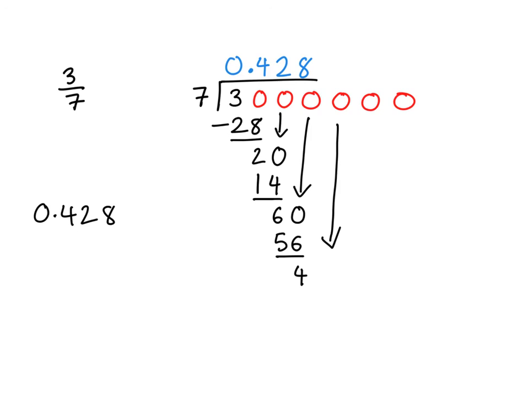0.428. If we want to round this to 2 decimal places, we put the separation line there. And then we see what comes after the separation line. Clearly it's an 8, so 5 or more raise the score, so we raise the score, and this becomes 0.43 to 2 decimal places.